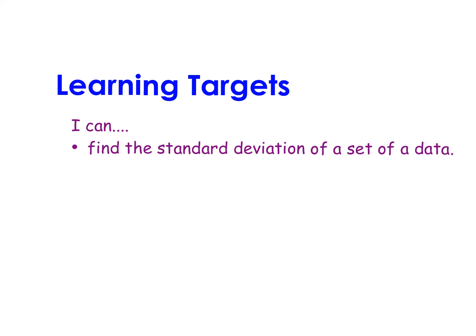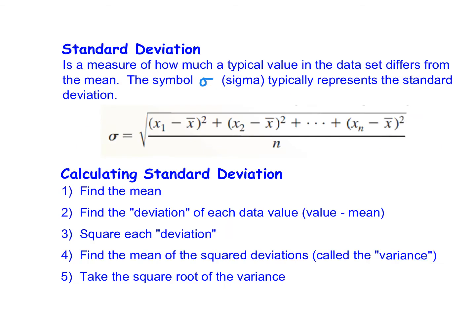In this video, we're going to find the standard deviation of a set of data. The standard deviation, by definition, is a measure of how much a typical value in the data set differs from the mean. Essentially, we have sets of data and we've calculated our mean, and it's a calculation of how far away values are from the mean. It's calculated not just by distance, but it also uses squares as well.